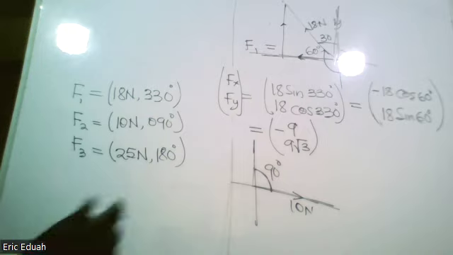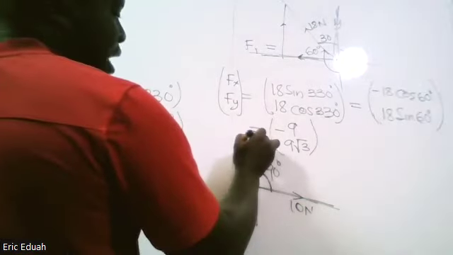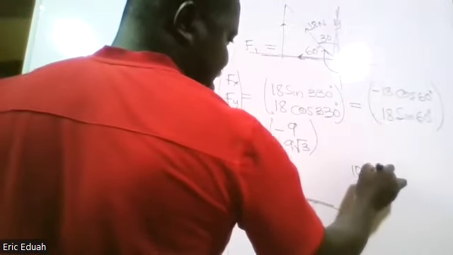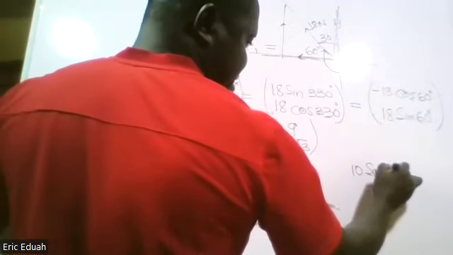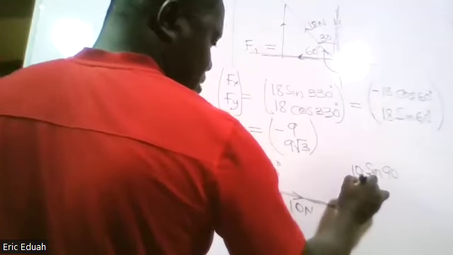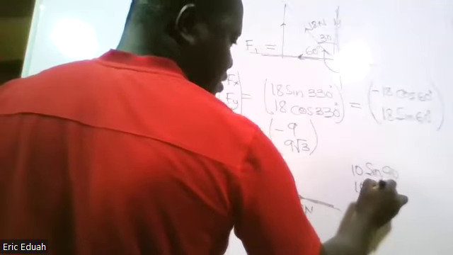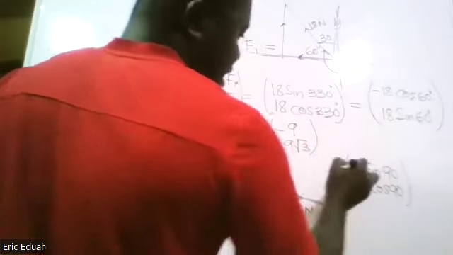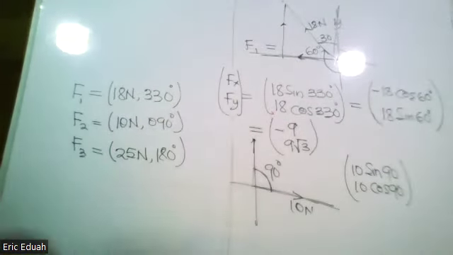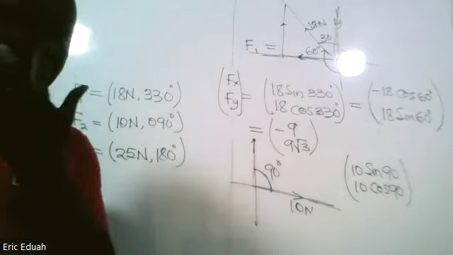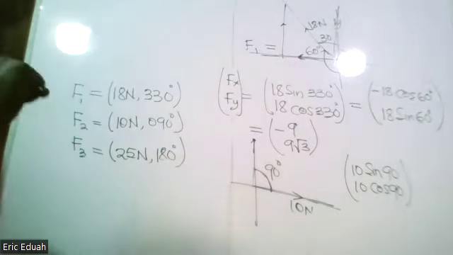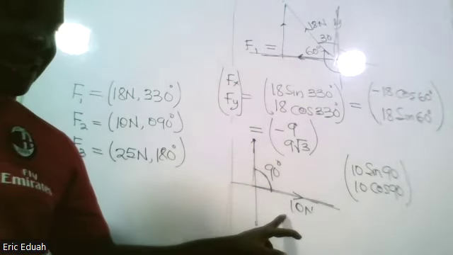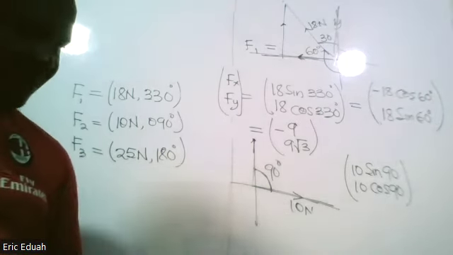Okay. So if you are to use the angle it makes with the y, we have 10 sine 90 and then 10 cos 90. I repeat that the angle it makes with the y, the order of the coordinates is sine cos. If you are using the angle it makes with the x, it's cos sine.